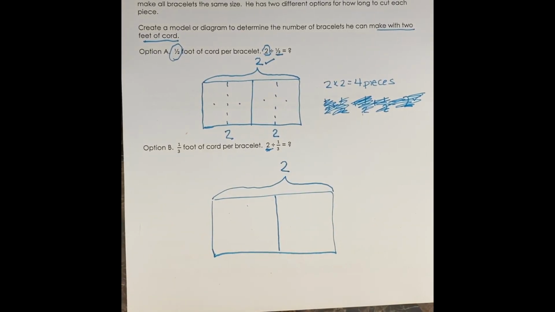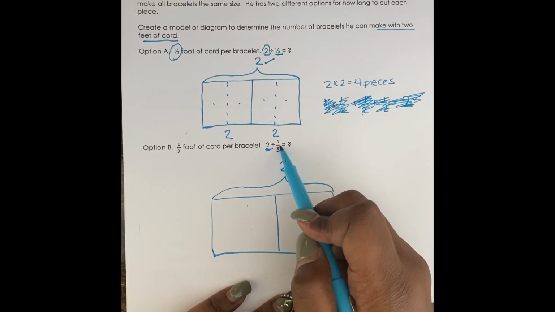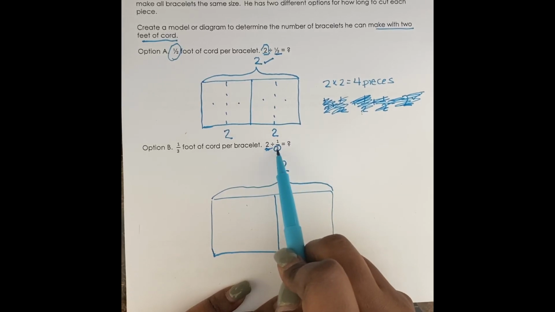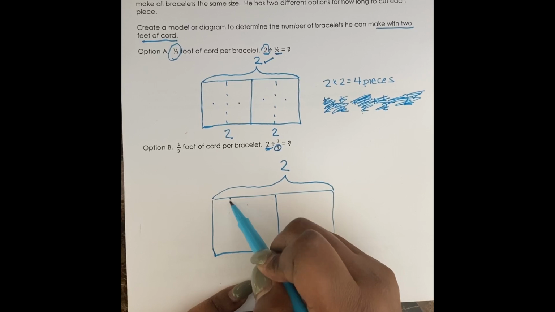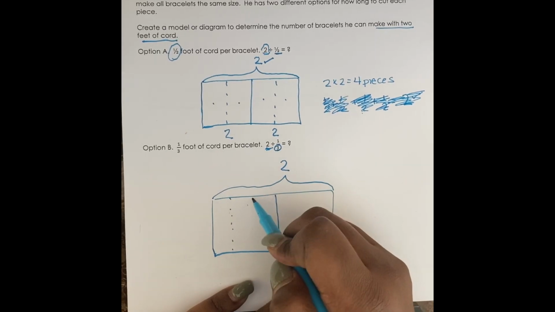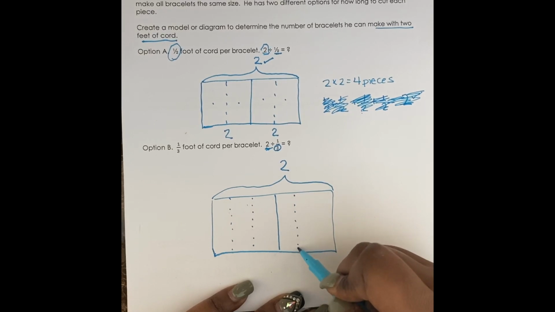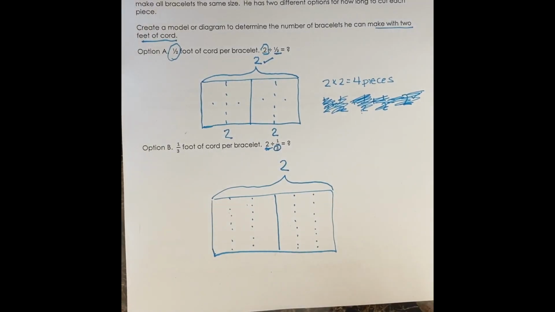Then each part of our model, we are then going to break into the denominator of our unit fraction. So in this case, the denominator of our unit fraction is 3. So each of these parts, we are going to simply break into 3. I'm going to use dots so that we can tell the difference. Feel free to use a line if you want. It's totally up to you.